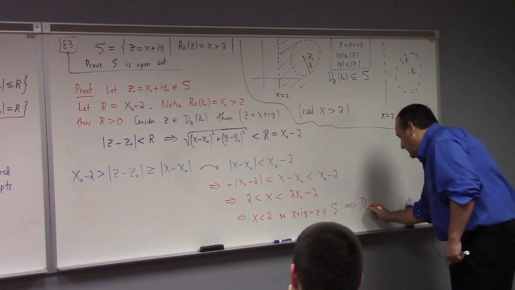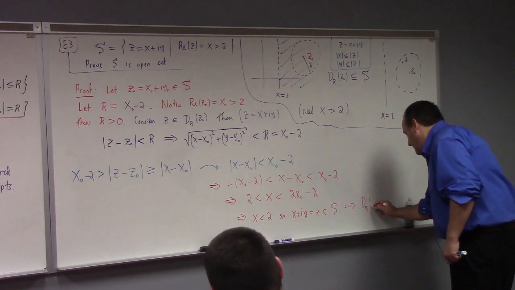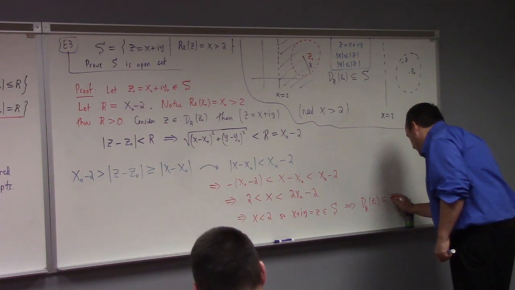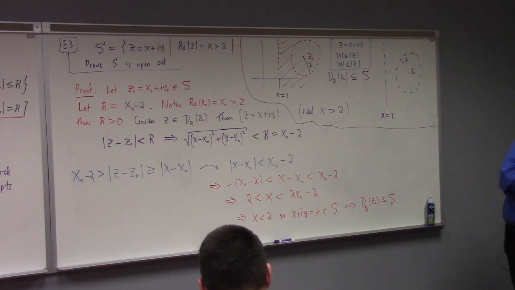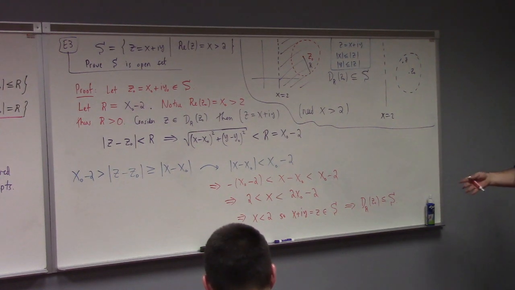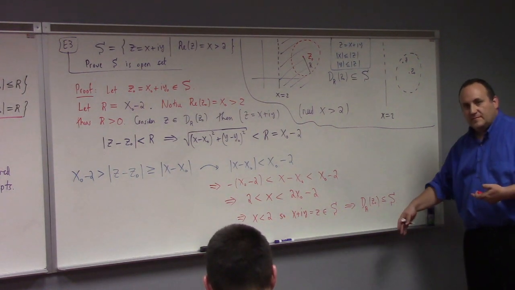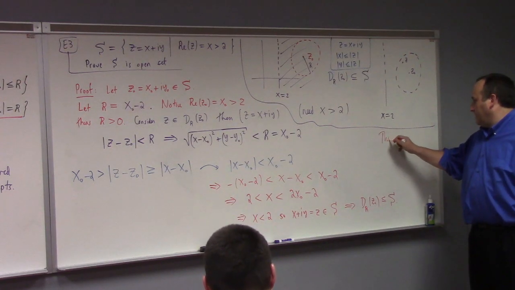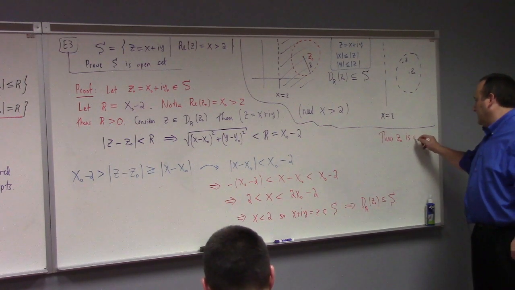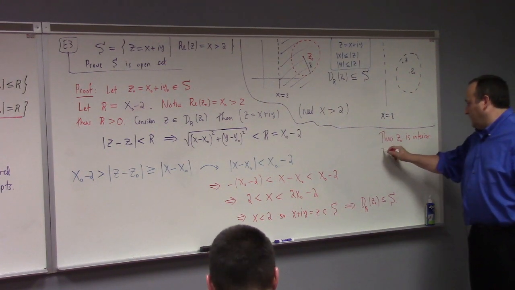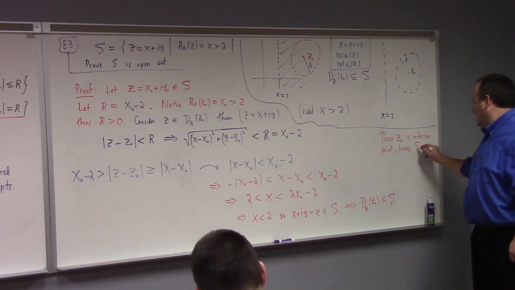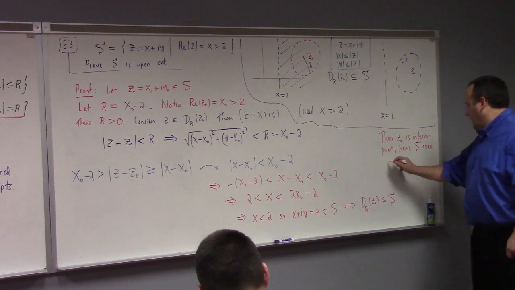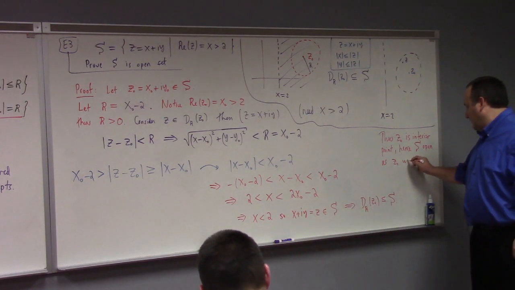That tells me that our disk of radius, I've called it R, centered at z naught, is in fact a subset of S. Because every point within there also satisfies the condition for it to be S. Right, because the z we picked was arbitrary. So it's good for every point. Therefore, z naught is an interior point, hence S is open as z naught was arbitrary, right?